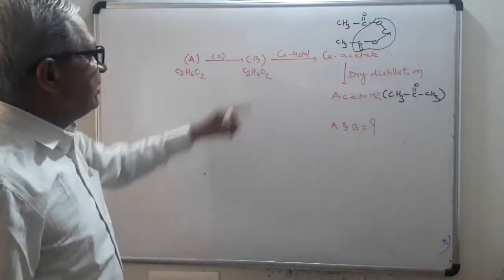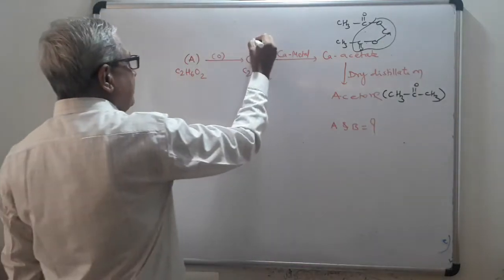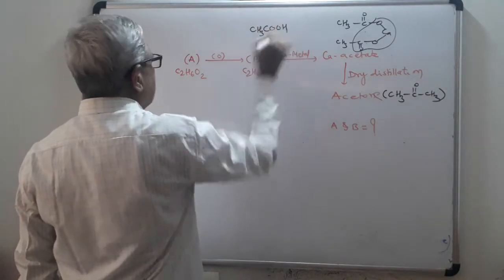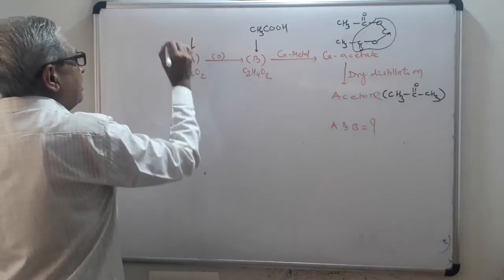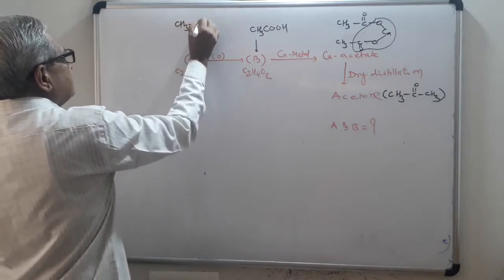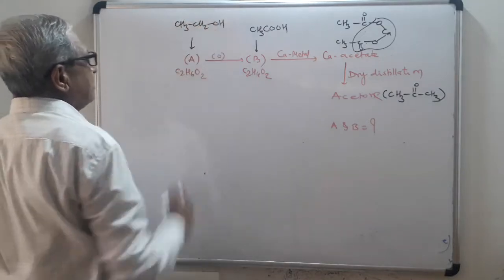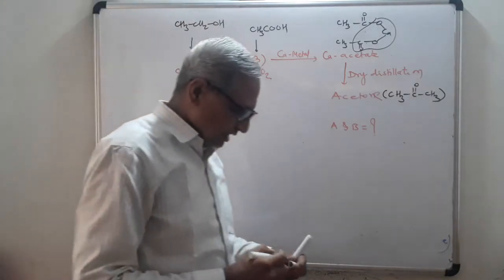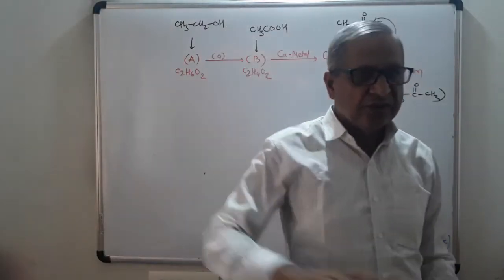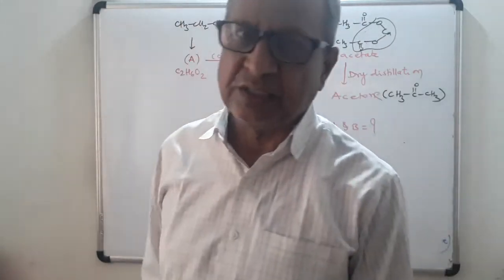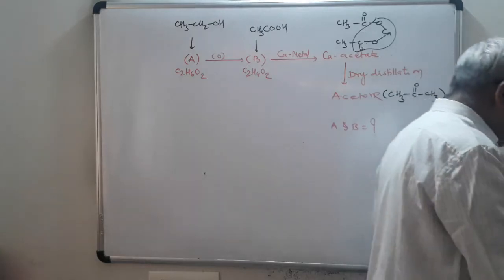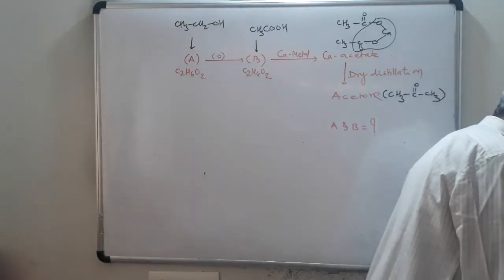Now what is the B? B must be acetic acid, CH3COOH. So A must be CH3CH2OH, ethyl alcohol. Ethyl alcohol on first oxidation gives acetaldehyde, which on further oxidation gives acetic acid. So this is the important question. We can solve a number of questions in this way.